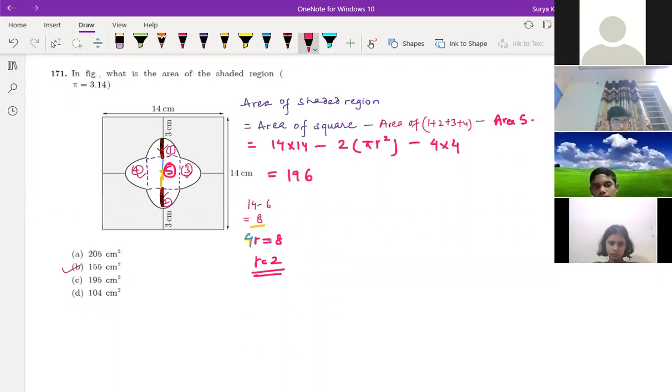So 196 minus 2 into 22 by 7 into radius 2 into 2 minus 16. Now we can solve and get the answer. What answer is coming? 155 only. I don't know. Samarth, you have solved completely, right? Yeah, definitely. Others, is it clear how to do? Yes, sir. Okay, next question.